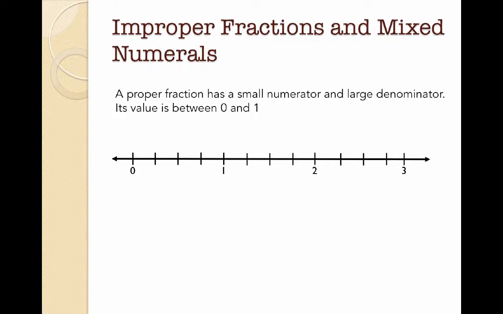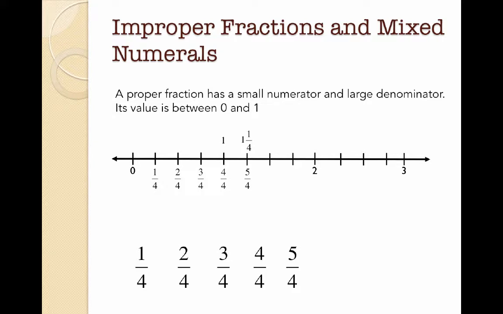A proper fraction to begin with has a small numerator and a large denominator. Its value is going to be between 0 and 1. 1/4 is an example of a proper fraction, but so is 2/4 and 3/4. When I get to number 1, or the 1 whole, I could write this as 4/4, continuing the pattern down below. Adding on another quarter will give me 5/4.